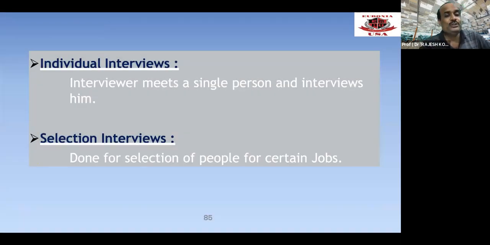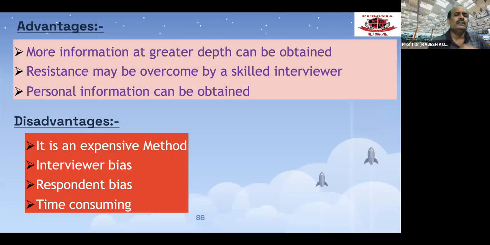So individual interviews: the interviewer meets a single person and interviews them. Selection interviews, of course, we will do for jobs. It also has the advantage that you can collect very in-depth information from an interview. Not only the information, you can observe how he dresses up and what his non-verbal communication is.